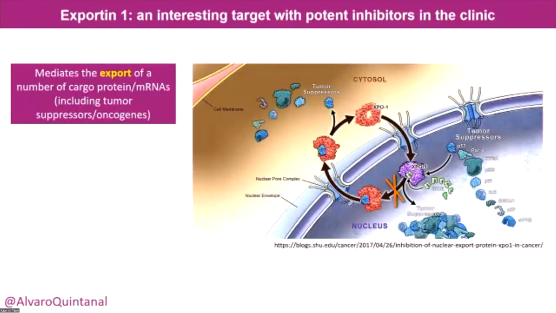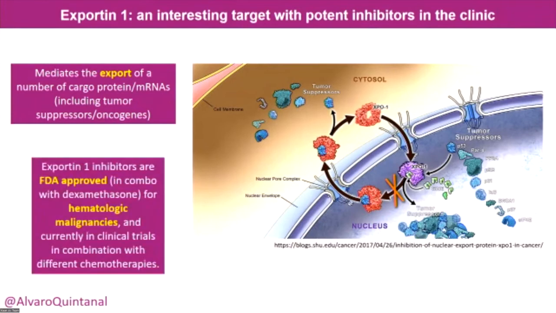We didn't know anything about it before. And it turned out to be a nuclear exporter that is in charge of exporting mRNAs and proteins from the nucleus to the cytosol. And many of these mRNAs and proteins are actually tumor suppressors and oncogenes. And that's why this target has been gaining a lot of attention in cancer research. And many inhibitors have been developed that are potent and pretty safe. And some of them are even approved for their use in certain settings, like hematological malignancies. So this target seems to be pretty interesting because basically there's an inhibitor available in the clinics. So that will allow any findings that we make to be very easily translated into the clinics.